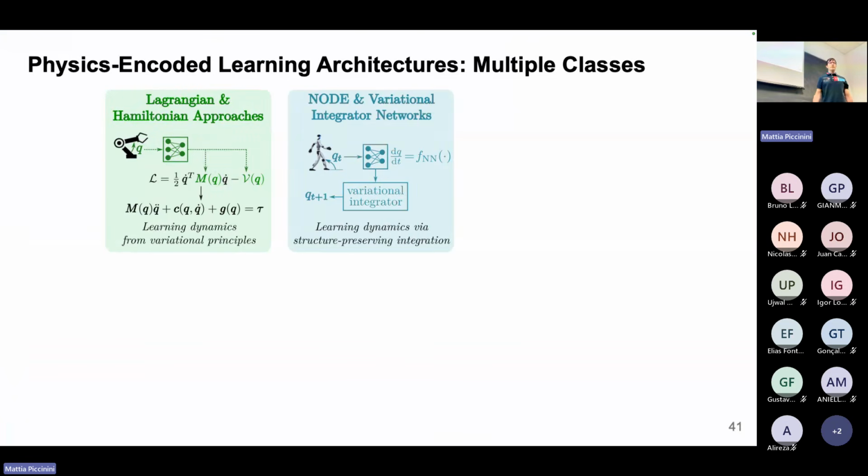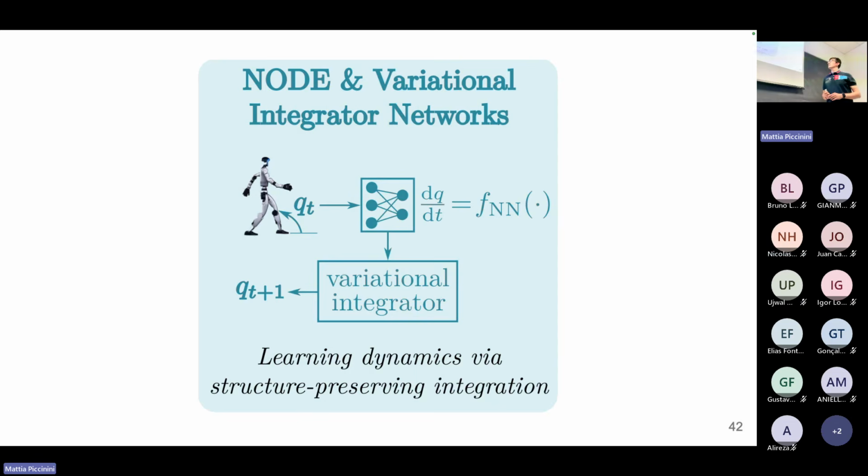So yes, the second block here is neural ODEs, what we call NODE. NODE stands for Neural Ordinary Differential Equations and Variational Integrators. Here the motivation, the slogan, is to try to learn the dynamics via structure-preserving integration, especially for the case of variational integrators. But here the idea is also very simple.